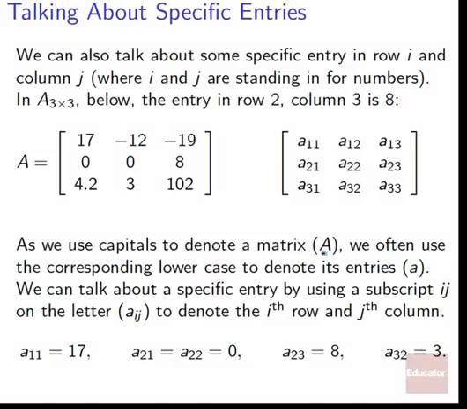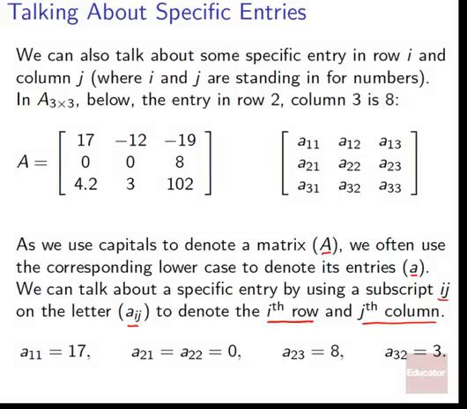All right. We can expand on this idea. So we use capitals to denote a matrix, right? Like capital A. So we often use corresponding lowercase letters to denote the entries inside of it. So capital A to denote the entire matrix, and lowercase a if we want to talk about some specific entry inside of it. We can talk about a specific entry by using a subscript, ij, where a subscript is numbers that are down and to the right of the letter. So we can combine those two, and we have a sub ij, subscript ij, and that will denote the ith row and jth column. i came first, so that's talking about the rows. j came second, so that's talking about the columns. So a sub ij is the ith row, jth column.